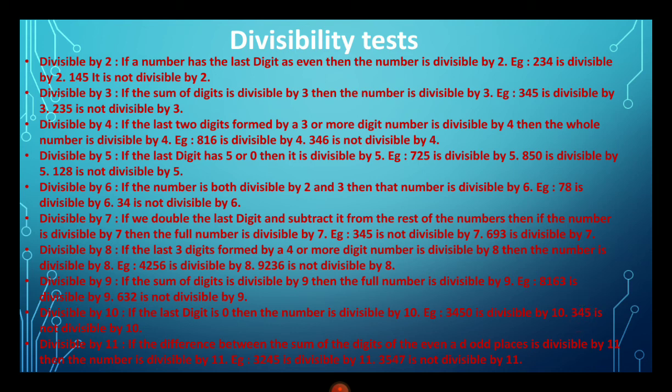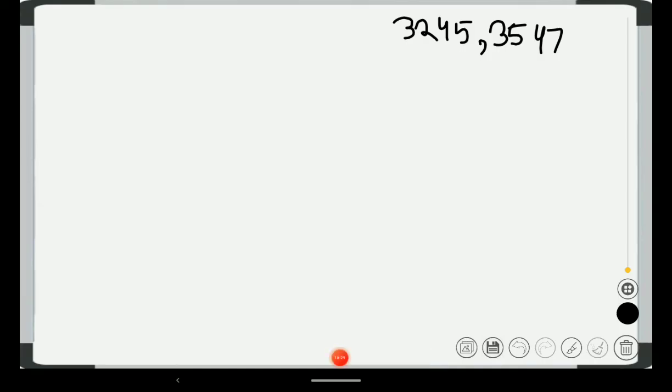Okay. Now this is the last divisibility test, that is 11. If the difference between the sum of the digits at the even and odd places is divisible by 11, then the whole number is divisible by 11. Example, 3245 is divisible by 11 but 3547 is not divisible by 11. Let's look at this in detail. So I have taken these two numbers, 3245 and 3547.